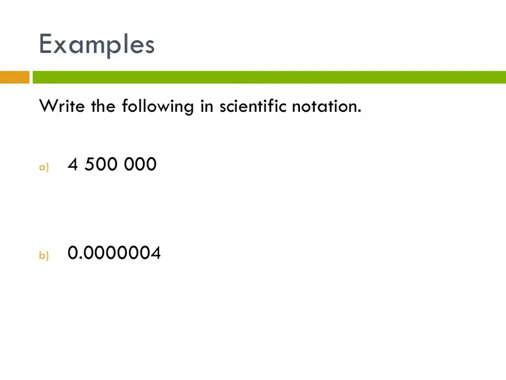So let's have a look at these two exact examples. It's saying 4,500,000, express this in scientific notation. I know my first non-zero digit is this 4 here, so my decimal point in my scientific notation is going to go after it. I'm looking for how many digits are after that first non-zero digit. That's 1, 2, 3, 4, 5, 6. So it's going to be 4.5 times 10 to the 6th.